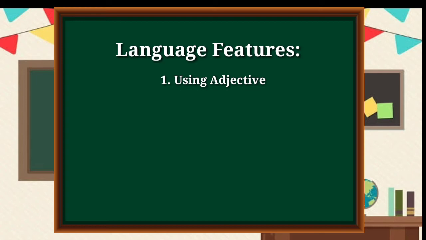We use adjective in descriptive text karena fungsi dari descriptive text ini untuk memberikan informasi dengan menggambarkan yang dideskripsikan. Maka, dalam descriptive text akan banyak ditemui adjective.